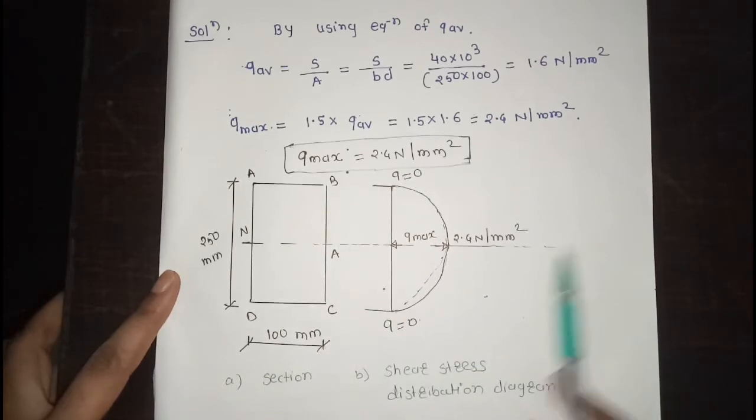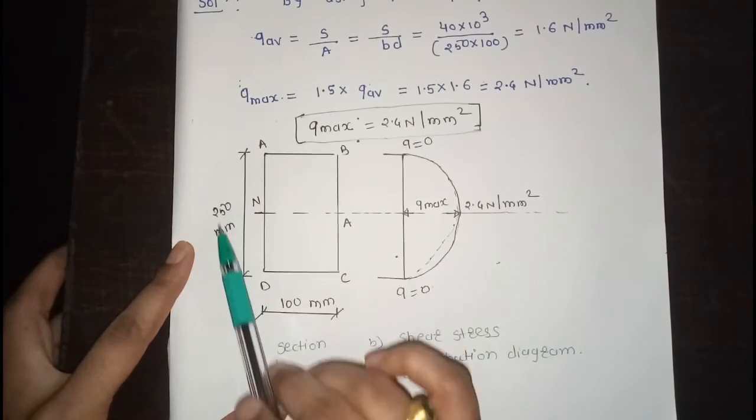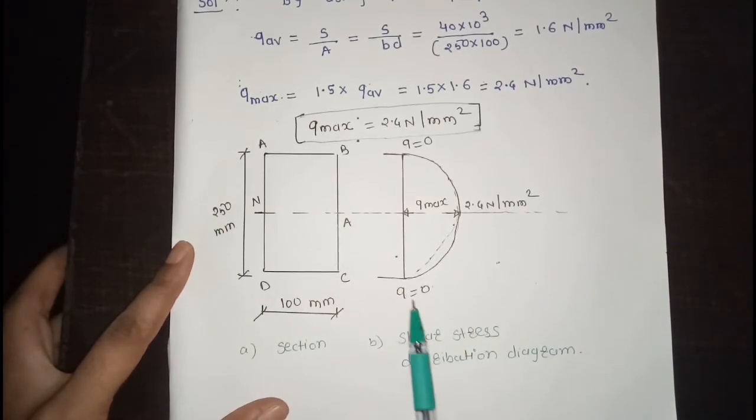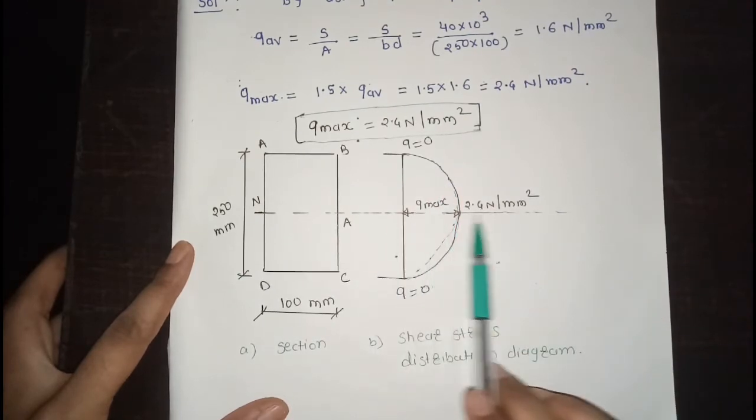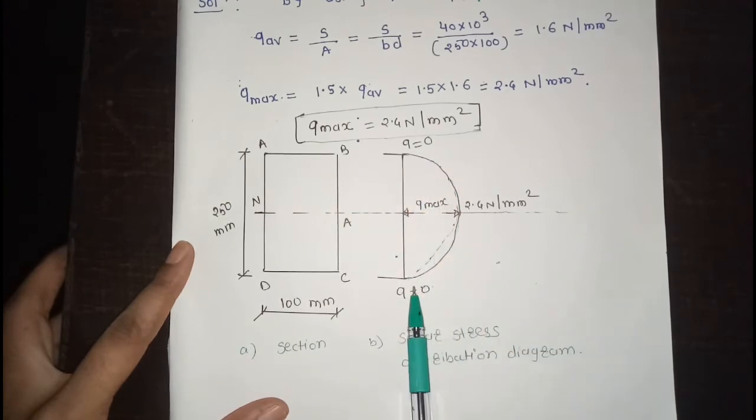Rectangular section. First of all, the cross section of the beam: B is equal to 100 mm, D is equal to 250 mm, and this is the shear stress distribution diagram. At the top and bottom layer the shear stress is 0, and at the center the shear stress is maximum, and this is the parabolic nature. Okay, thank you.